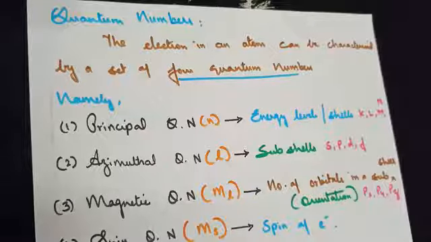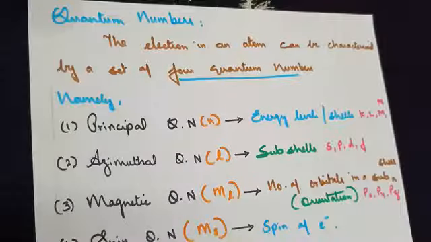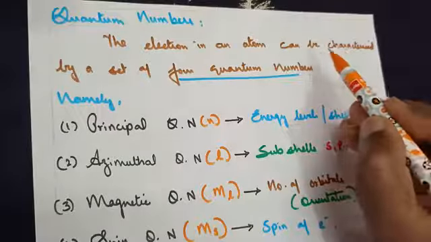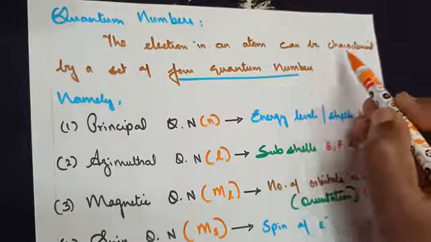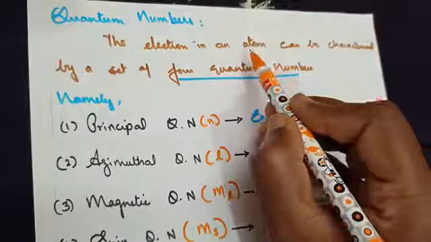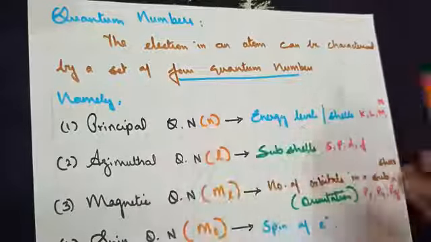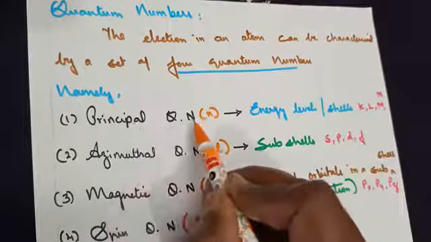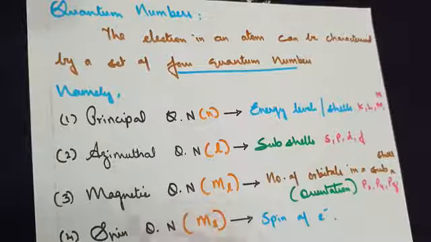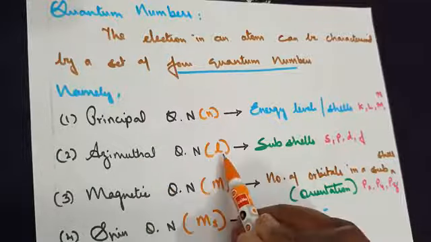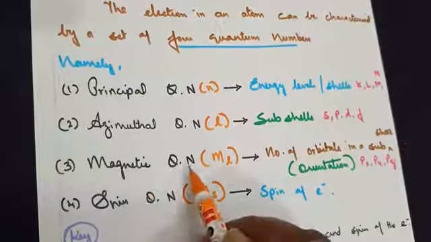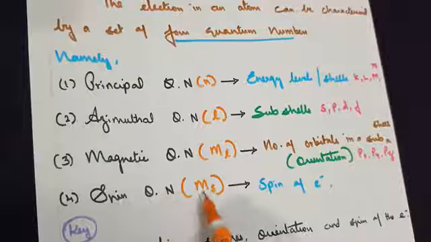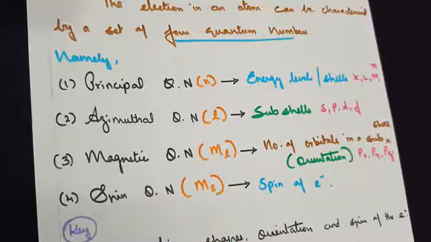Good wishes, dear students. The concept you will be learning in today's class is quantum numbers. It's a kind of parameter which helps us to characterize the electron in an atom by a set of 4 quantum numbers. They are principal quantum number represented by small n, azimuthal quantum number represented by l, magnetic quantum number represented by ml, and a spin quantum number represented by ms.